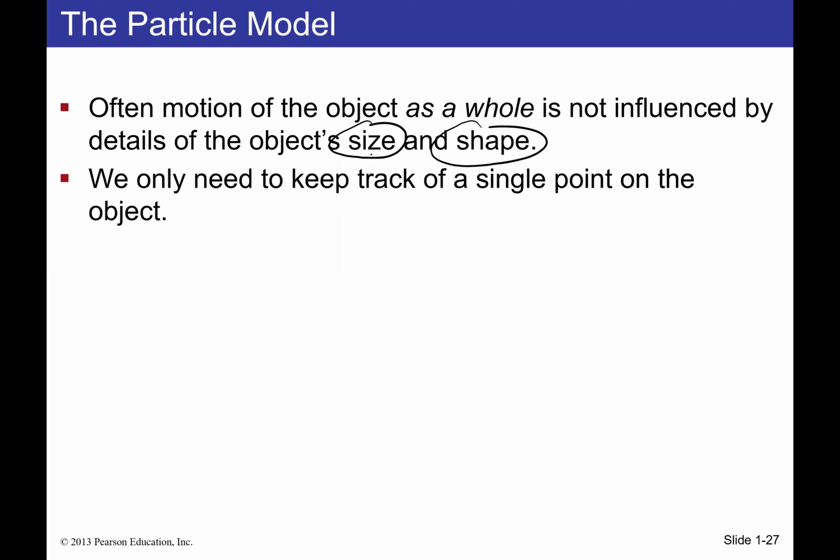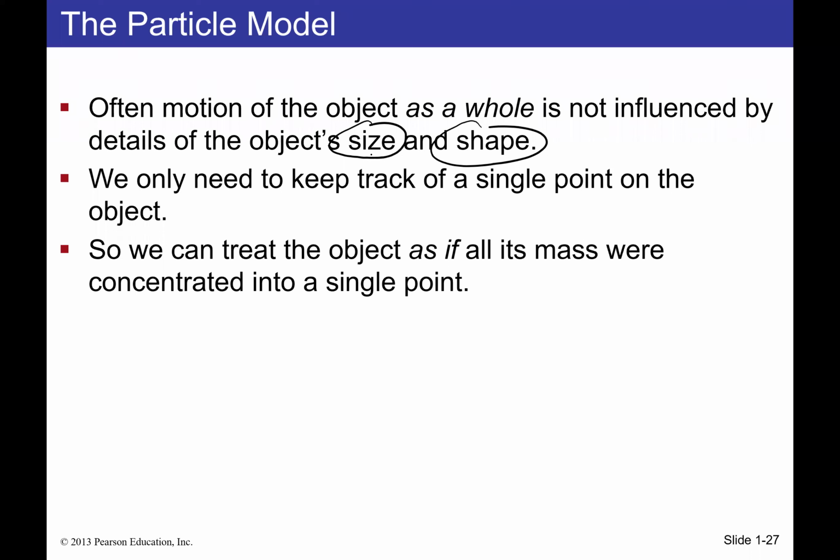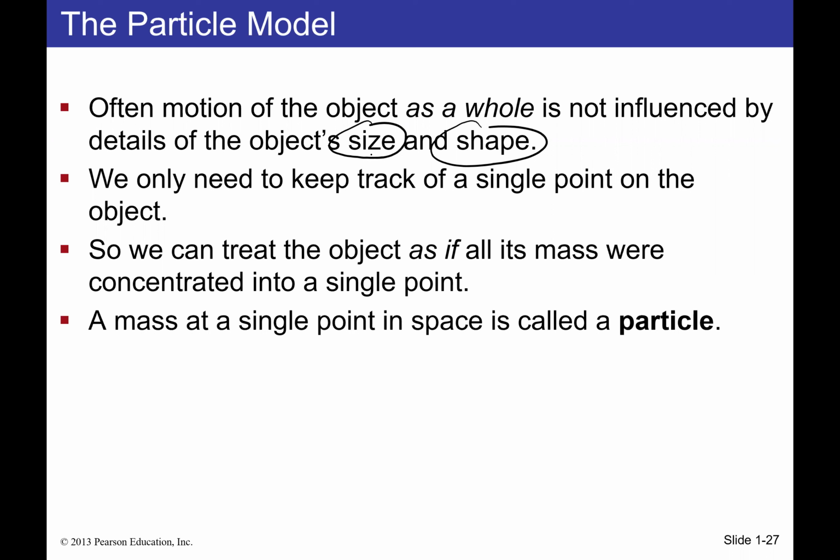Okay? That means we don't even care, not only about size, but also shape. So we can treat the object as if all its mass were concentrated into a single point. We're going to call that later on the center of mass. But then that mass at a single point in space is called a particle.